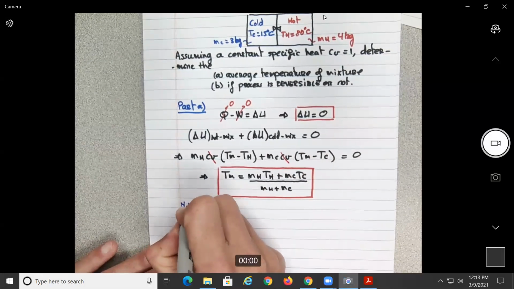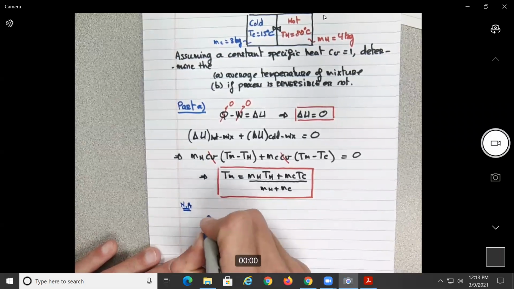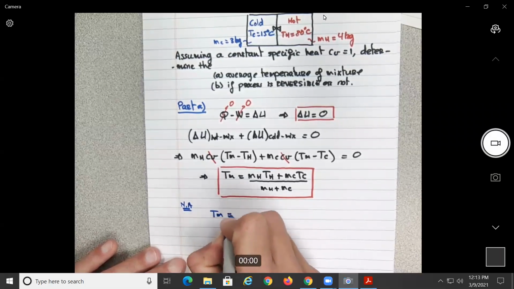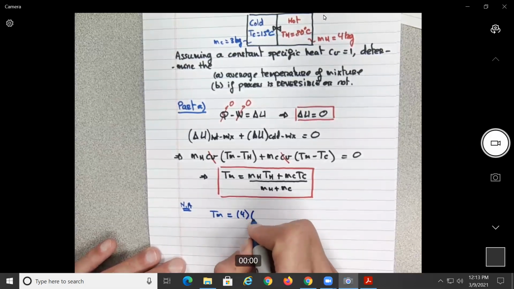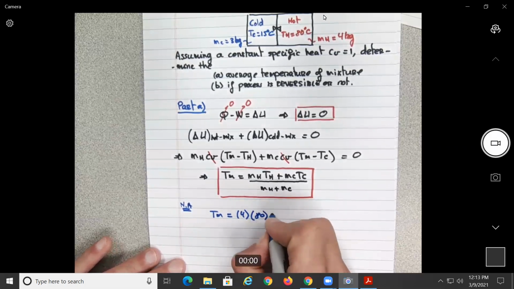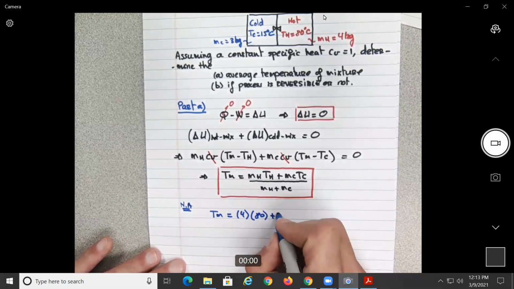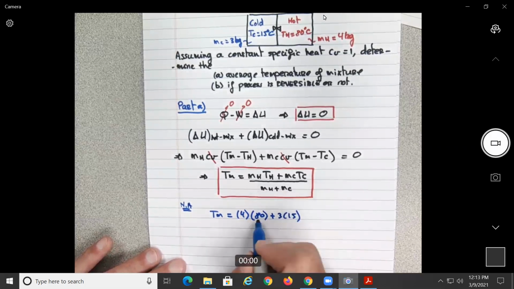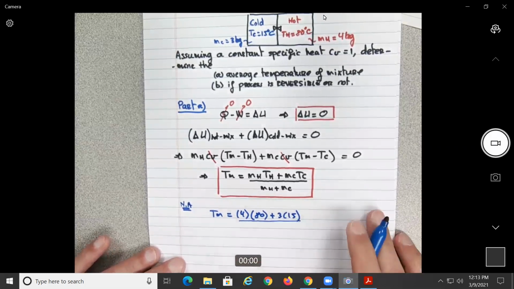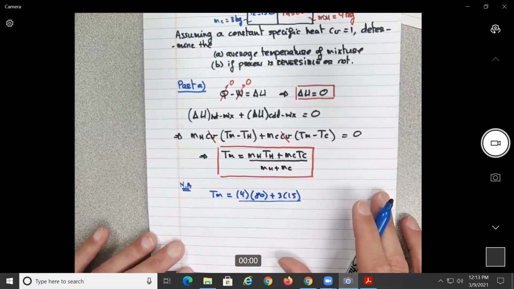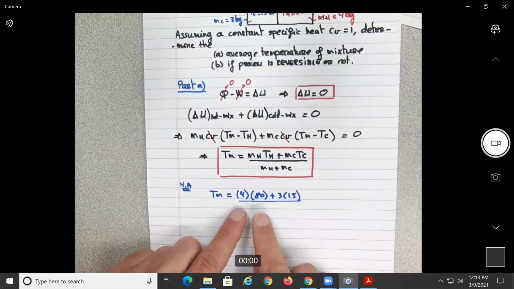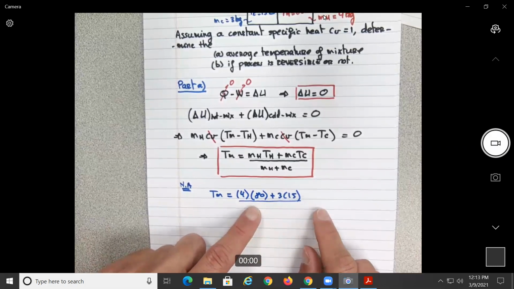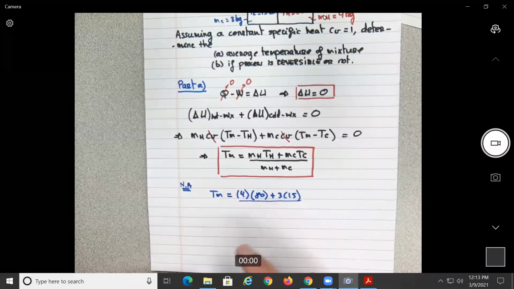Okay, so if we do the numerical application, we're gonna get the temperature of the mixture should be what? 4 times 80 plus 3 times 15. We use absolute temperature. In this case, you can use these ones. You can move it, but what's gonna happen? You will have 273 plus 273. What matters is only the difference, no?